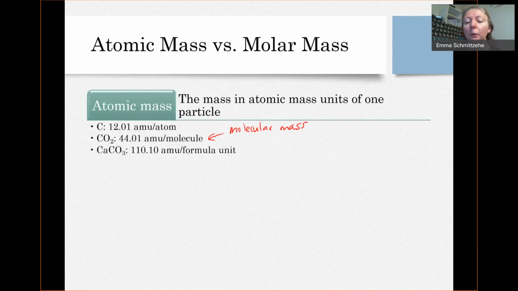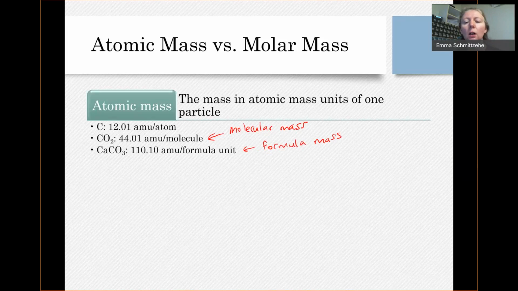Similarly, for that ionic compound, since it is the mass of a formula unit, it more technically is called a formula mass. But we're going to just call it an atomic mass to keep things simple because it is on the atomic scale.